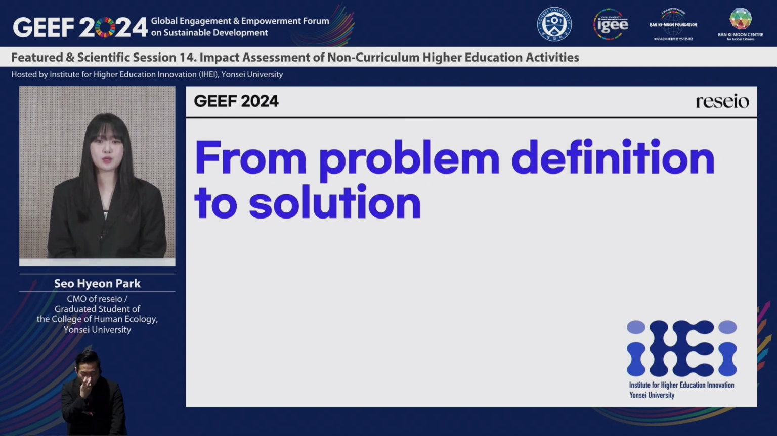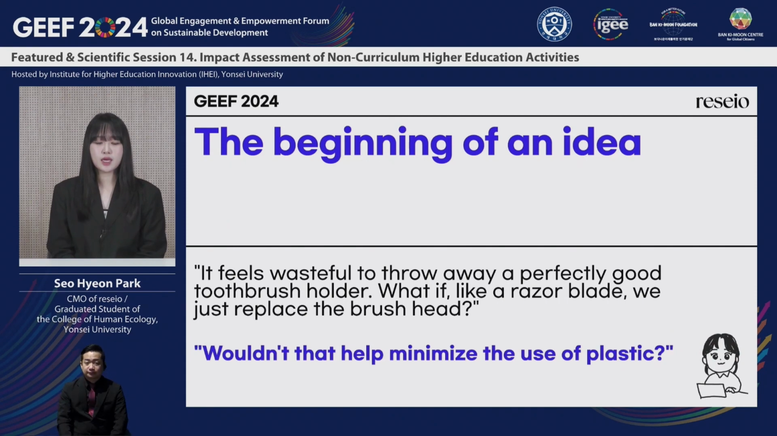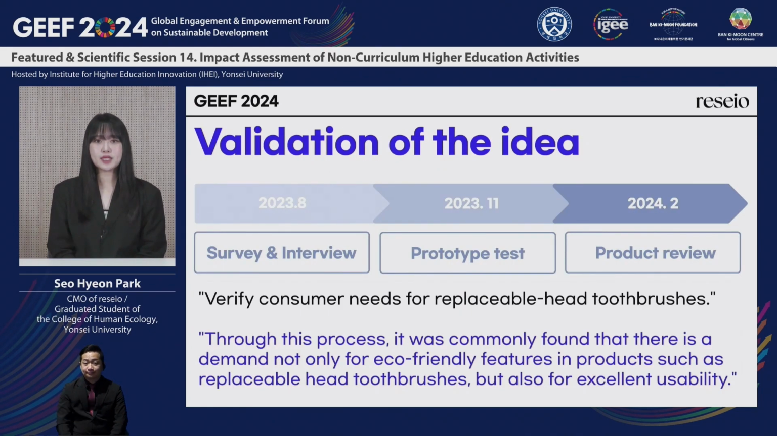So the Risio team did a lot of research and user interviews to find a solution. And then we came up with a great idea. What if one day you could just change your toothbrush head like you change your razor blade? A toothbrush that you throw away anyway. So if you could just replace the brush head, you could minimize the use of plastic. And if we were going to make a good product, it would be great if we could make it from eco-friendly materials rather than using plastic.